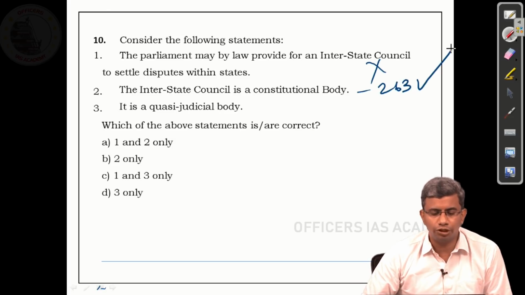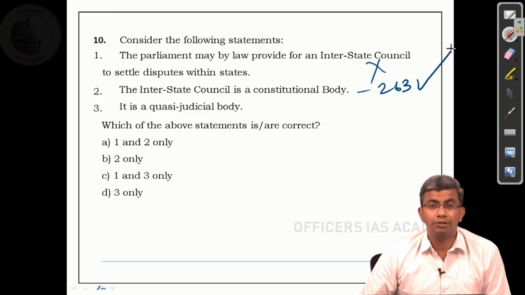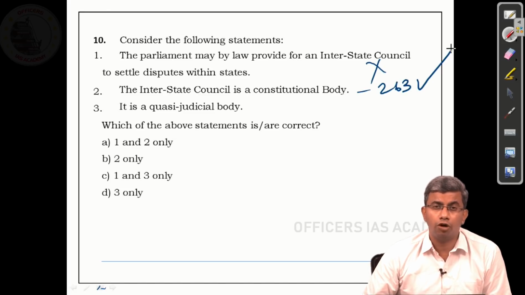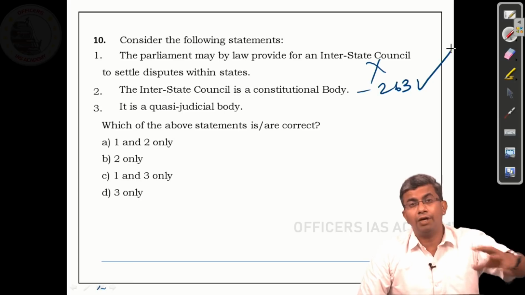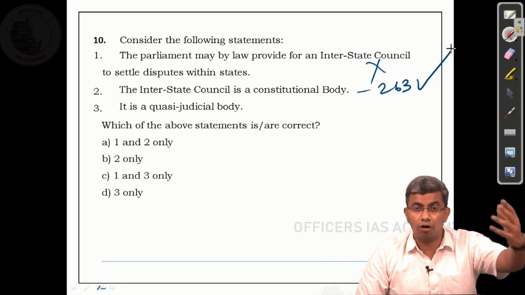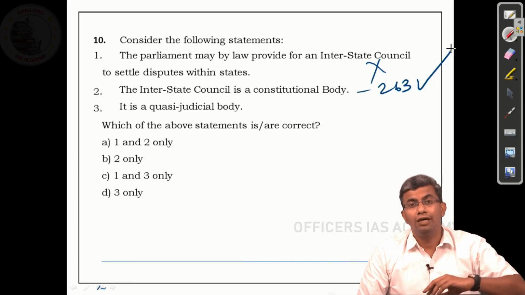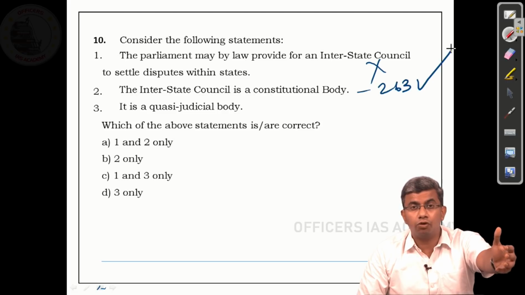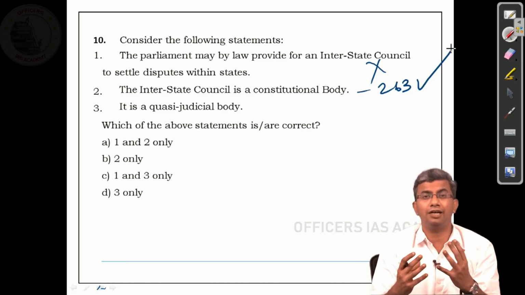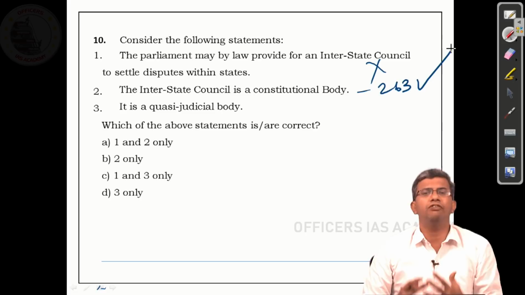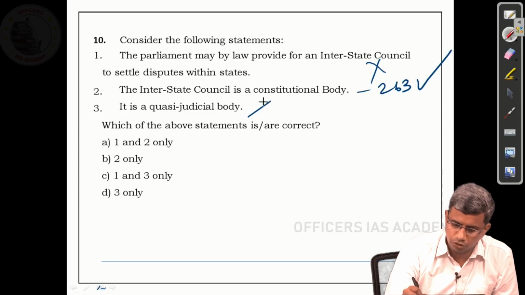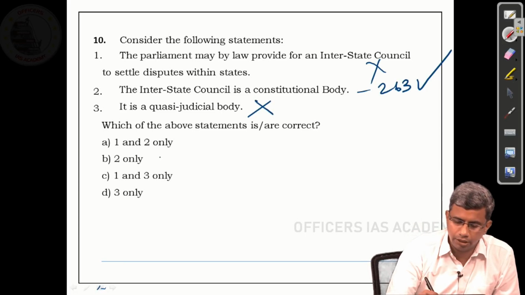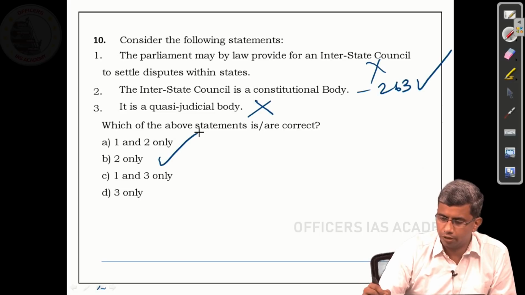It's a quasi-judicial body? No. The Finance Commission and other commissions are quasi-judicial bodies because they give recommendations to the government, which the government usually takes into account. They have the powers of the civil code for calling witnesses and all that. The interstate council is more a discussion forum. So it is definitely not a quasi-judicial body. So the correct answer is B, 2 only.